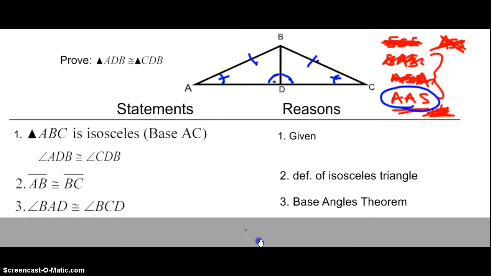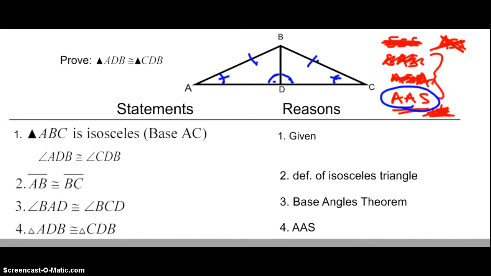So we are finished with this proof. Triangle ADB is congruent to triangle CDB by the angle, angle, side theorem. I'm sorry, I should actually write that in there. This is the theorem. Remember, there's only two theorems. The other ones are postulates.